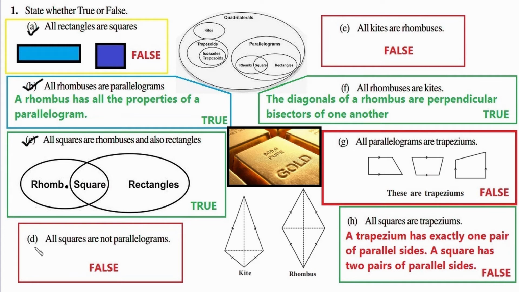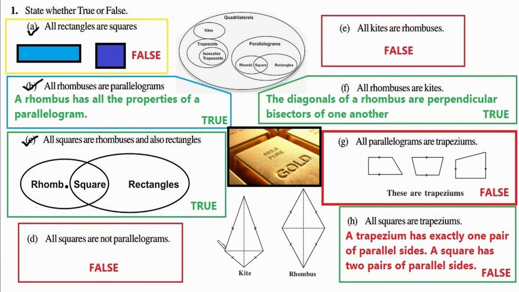Moving on to D part, all squares are not parallelograms. Well, if you observe here, a square comes inside parallelograms. Therefore, this statement holds false. That is, all squares are not parallelograms. For a better understanding, let's focus on this. Parallelograms: pairs of opposite line segments are equal to each other and parallel to each other. Whereas in the case of squares, it holds true. Pairs of opposite line segments are equal to each other and also parallel to each other.